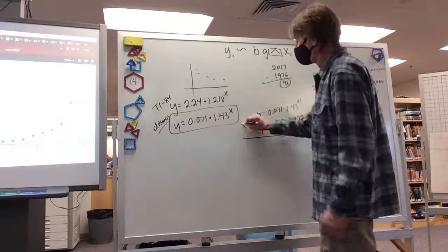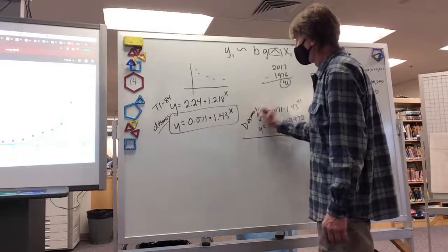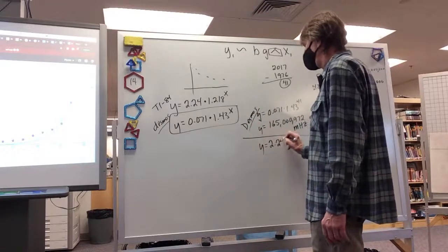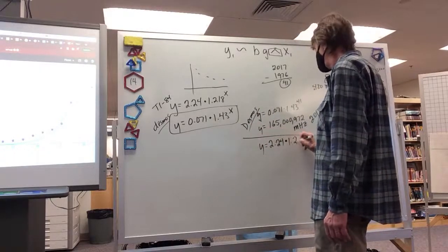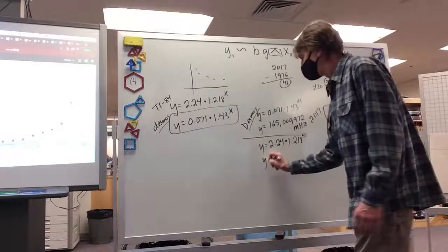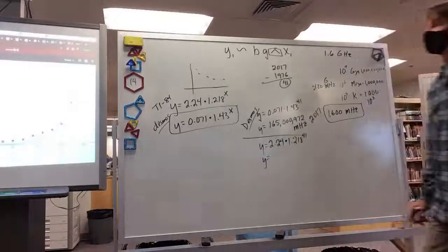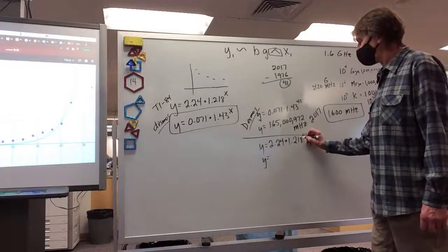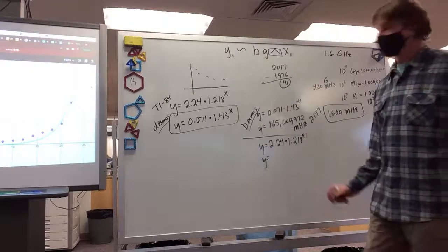So this is according to Desmos. So now let's use the TI-84. 1.218 to the 41st power. What does that predict? I bet that's going to be closer. Power of 41. Yep, to the 41st power again. Yeah, it's closer.